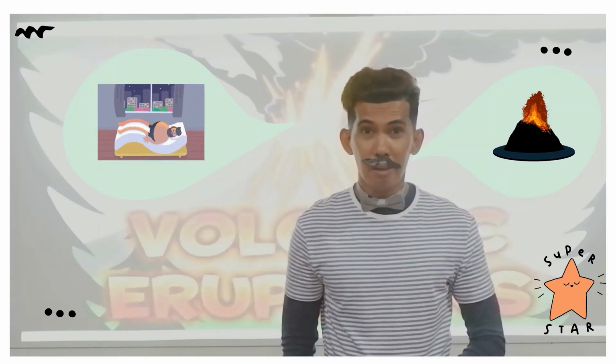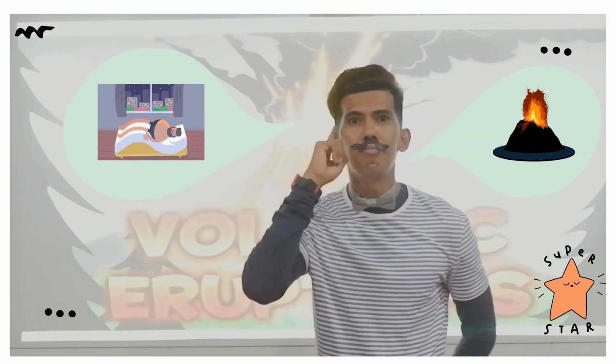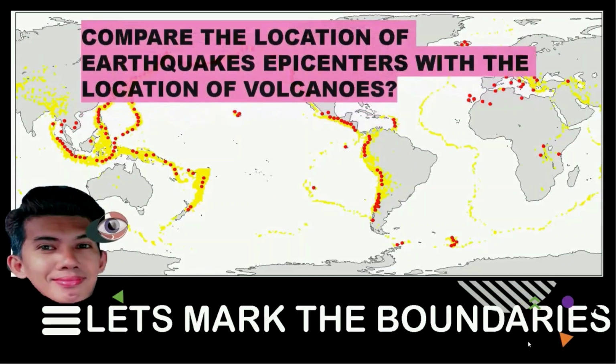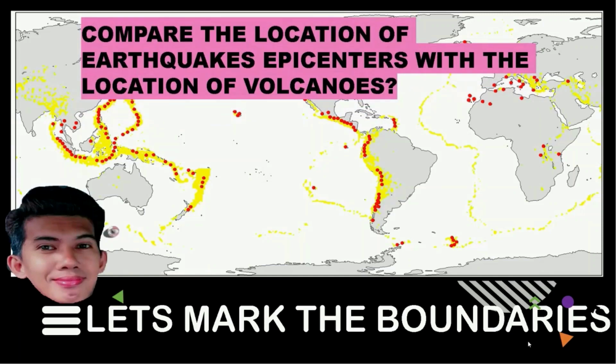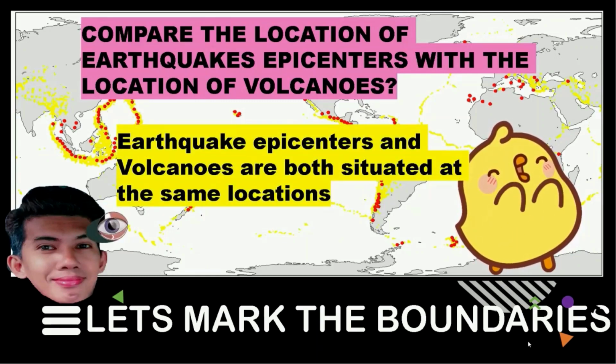But I want to challenge you. Can you compare the distribution of volcanoes and earthquake epicenters in the map? Can you? Bravo! You got it! Earthquake epicenters and volcanoes are both situated at the same locations.